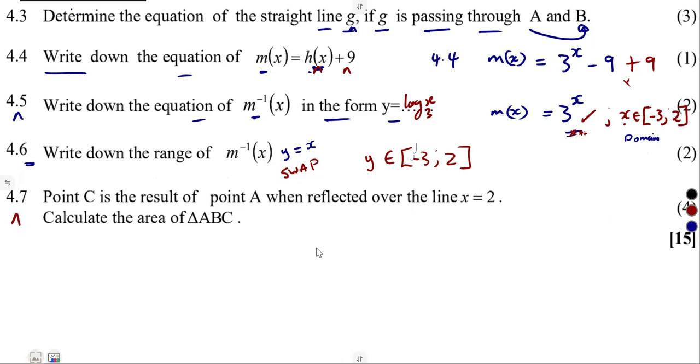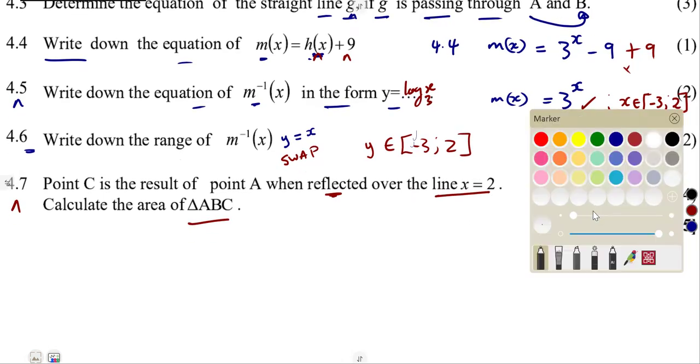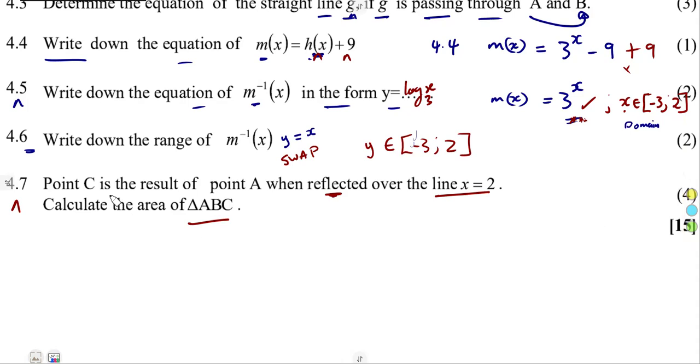All right. 4.7. C is the result of point A when reflected over the line x is equal to 2. Calculate the area of triangle ABC. All right, let's start by that. C is a point. C is this one, point C. It is a point which is as a result of point A when reflected over the line.